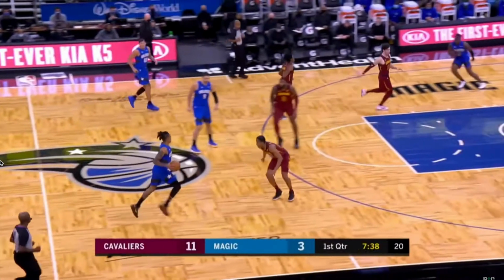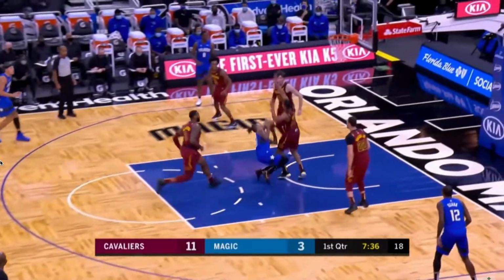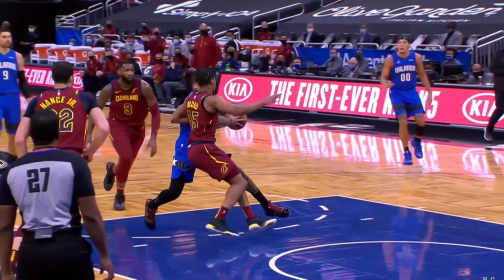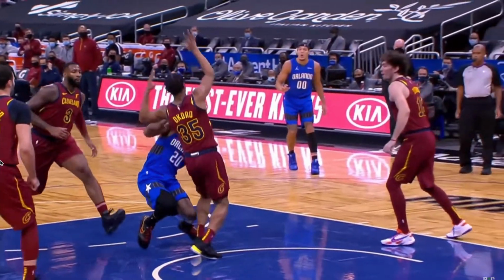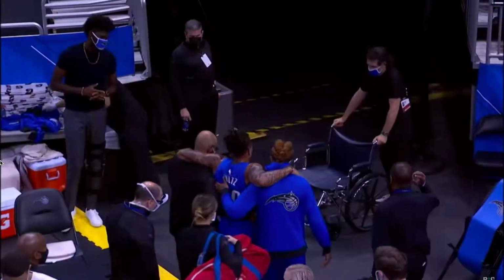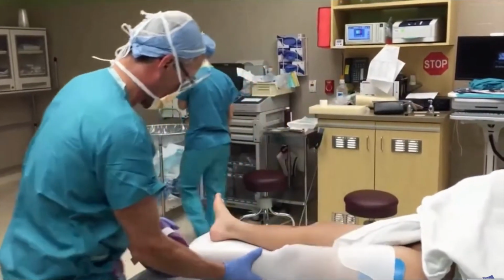So how will I know if I tore my ACL? Symptoms include a loud pop at the initial time of injury, followed by severe pain and an inability to continue activity, rapid swelling, a decrease in range of motion of both knee flexion and extension, and difficulty with bearing weight.